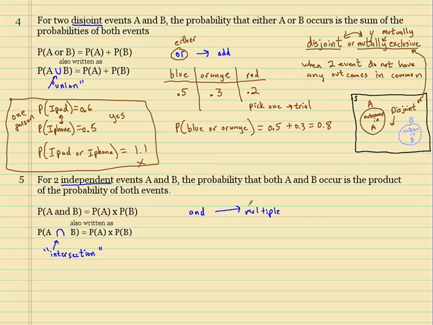Alright. So our last rule, okay, is independent. So let's talk about independence for 1 second. Now we will have a way to check specifically if two events are independent. Independent events.